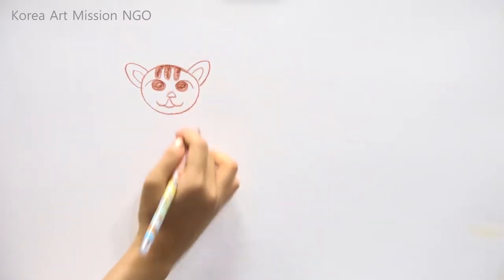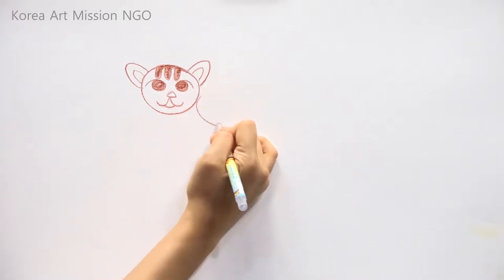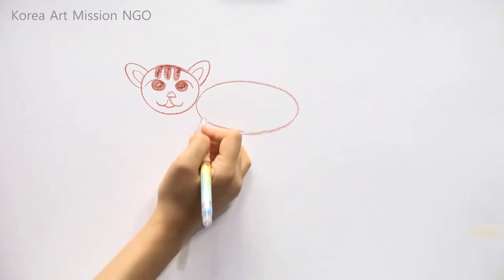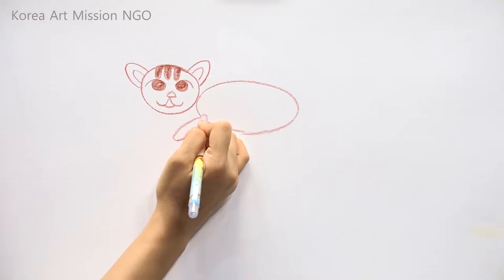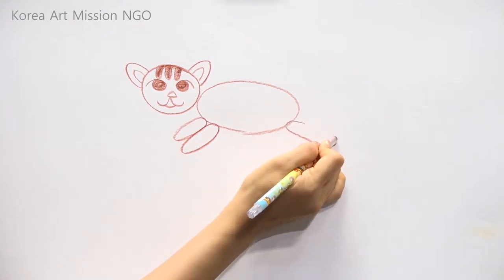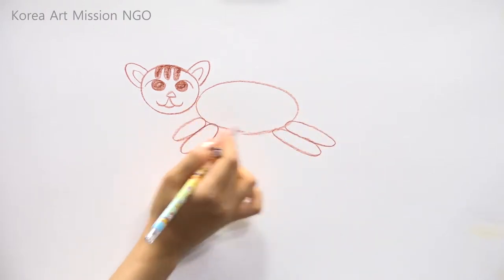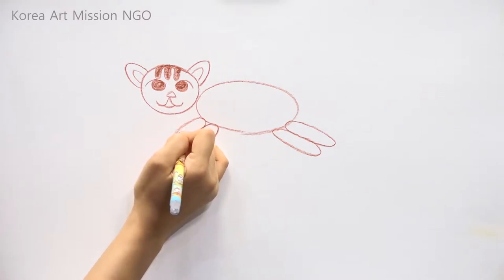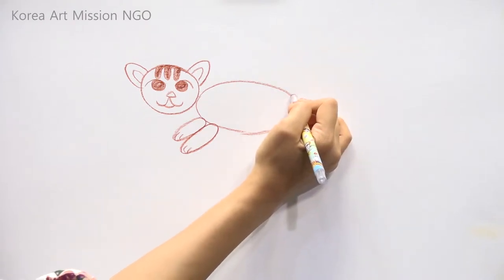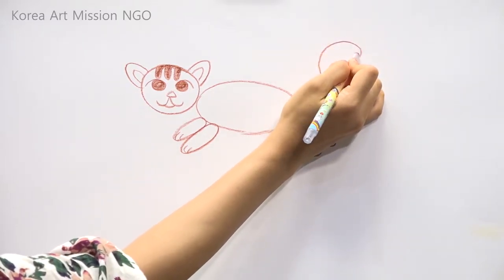Then I'll try drawing the body. The body is a circle, that's the same, but let me draw a longer oval instead. Then draw two legs as ovals. And draw the legs in front and behind as ovals. They're a little round, so you can make it a foot shape. And I'll try to draw the tail. Cats are known for their long tails. I'll make it a wave shape and I'll try to draw it.